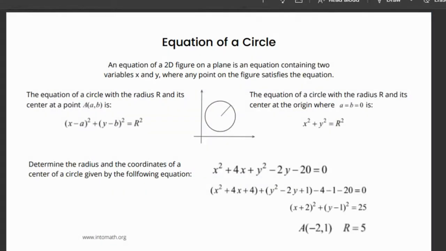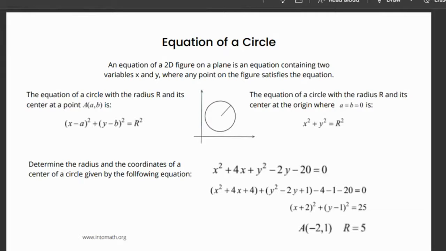Let's also look at the equation of a circle. An equation of a 2D figure on a plane is an equation containing two variables x and y, where any point on the figure satisfies the equation. The equation of a circle with the radius r and its center at a point A with coordinates (a, b) is given. The equation of the circle with the radius r and its center at the origin, where a equals b equals 0, is given by x squared plus y squared equals r squared.